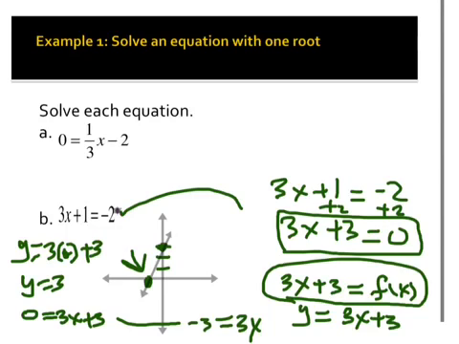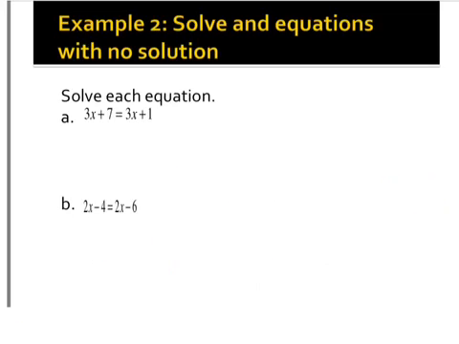Let's try a couple other examples. In example 2, what we're going to look at is solving equations with no solution. You guys remember this before. We looked at problems like this where it looks almost identical on both sides, but then there's one thing that's off, and clearly there's no solution.